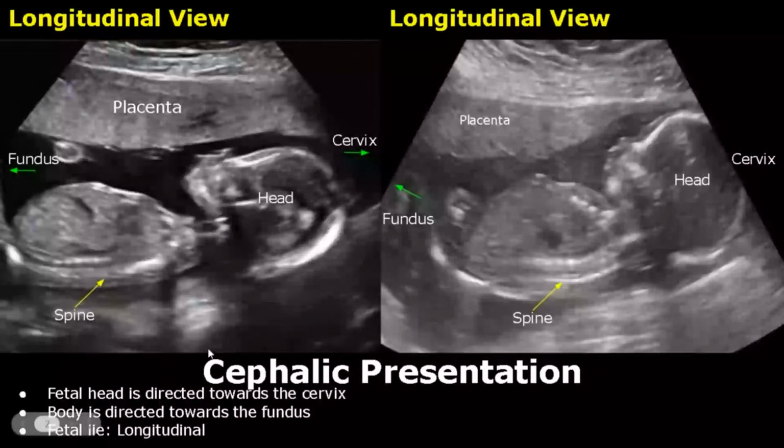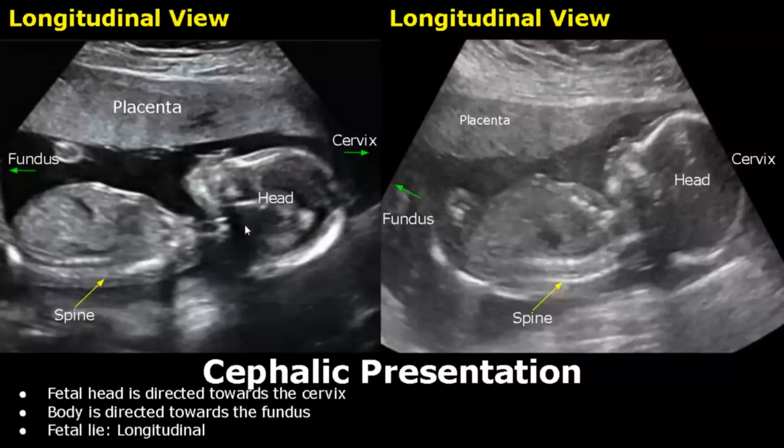This video is about fetal presentations on ultrasound. Fetal presentation can be seen in a longitudinal view. The cephalic presentation is the most common and an ideal presentation for normal delivery. The fetal head is directed towards the cervix. It will be seen on the right side of the image. The fetal body will be directed towards the fundus, that is the upper part of the uterus.